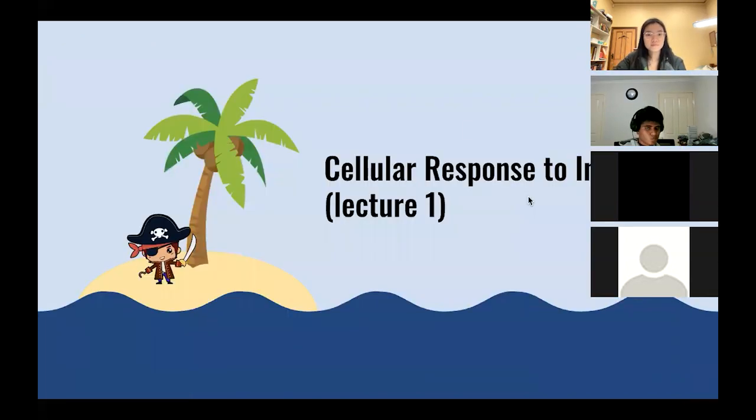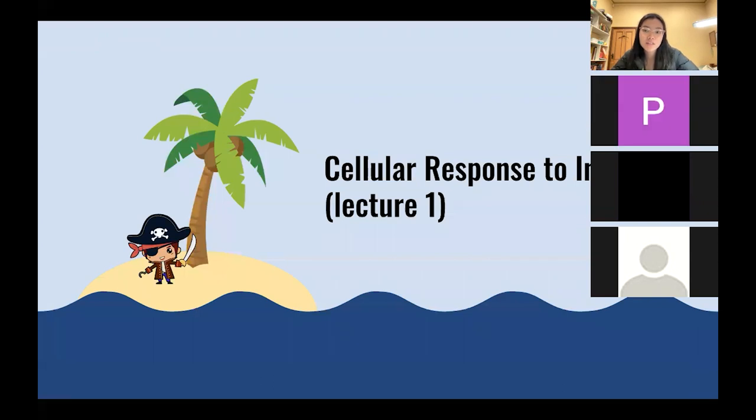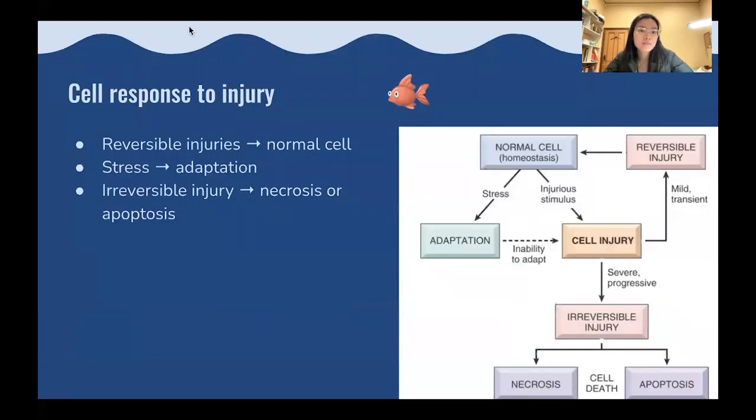Okay, thanks, Pranay. Sayumi and I are going to cover cellular response to injury and the three lectures involved. So first, cell response to injury. What we want to cover is that we have reversible injury, and that's when you can go back to the normal cell, and then irreversible injury occurs when it's so severe and it can't adapt, it can't go back to what it normally was. So what will happen will either be necrosis or apoptosis, two forms of cell death, but they're a little bit different, and we're going to go into that later as well.